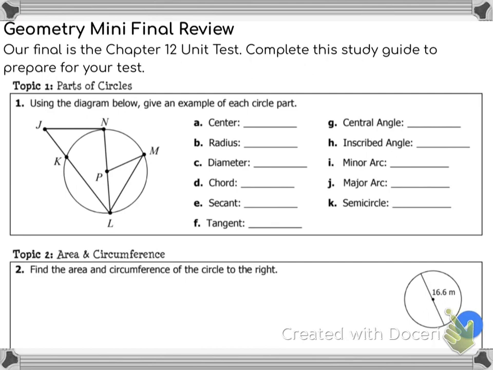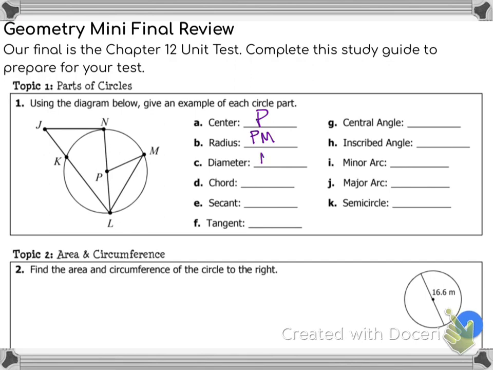On topic number 1, we have to use the diagram and give an example of each part of the circle. The center of this circle is P. An example of the radius could be PN, PM, PL. I'll go with PM. The diameter is a chord that goes through the middle. I'm going to go with NL.